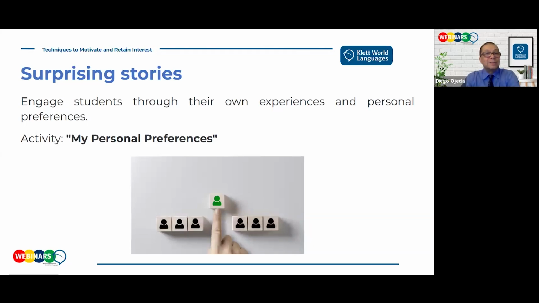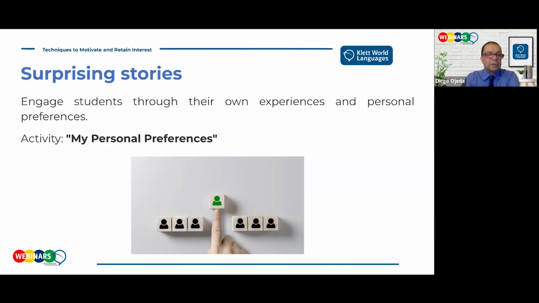Surprising stories. So it's important to engage them through their own experiences as well, because we always, as humans, experience different situations that can be surprising to us or different to the other ones, but they won't start sharing unless we have created this environment where they feel that what they say is important.